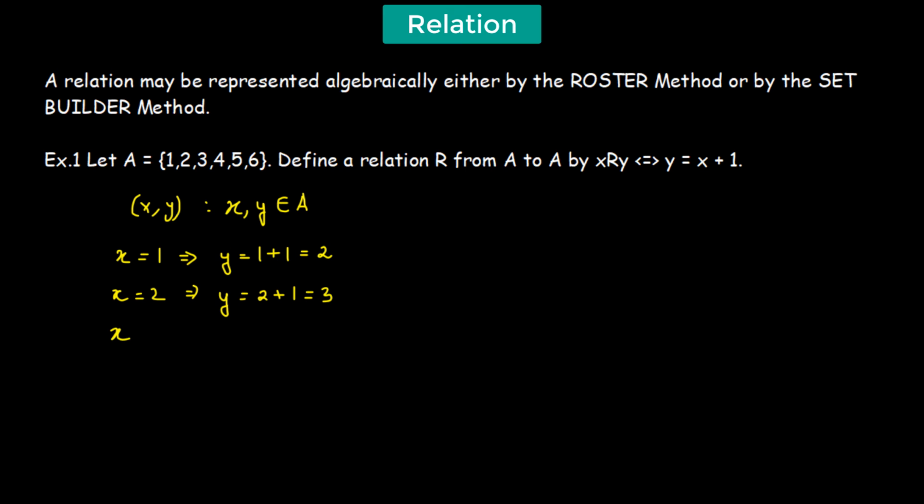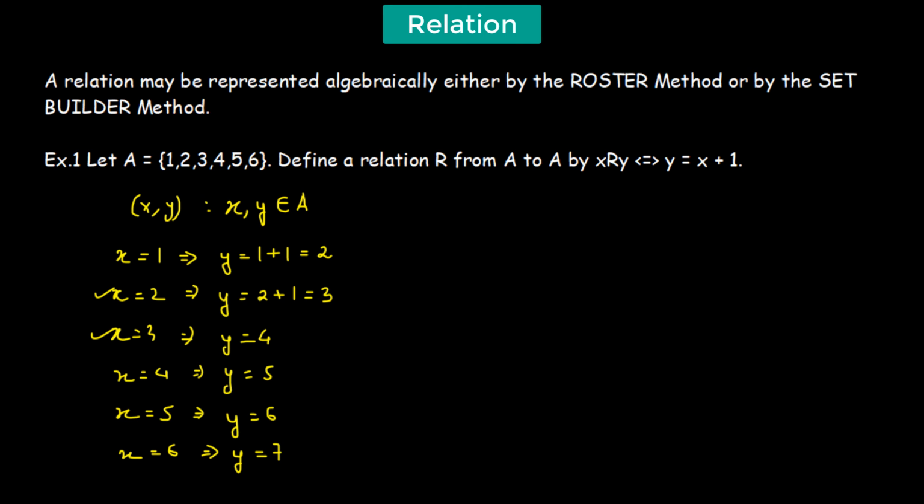Let's complete this. For x equals 3, we'll have y equals 4. For x equals 4, we'll have y equals 5. For x equals 5, we'll have y equals 6. And for x equals 6, we'll have y equals 7. We'll have to be a tad careful here, because when we consider x equals 6, that gives us the y value as 7. But we know that y belongs to set A, and the number 7 does not belong to set A. So we are going to reject the value x equals 6.